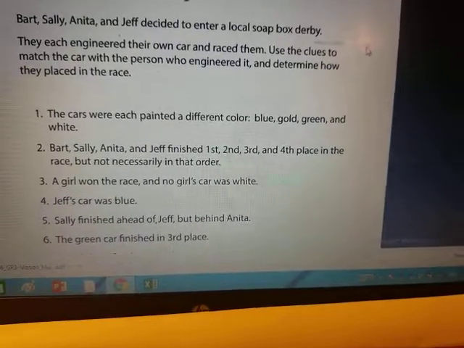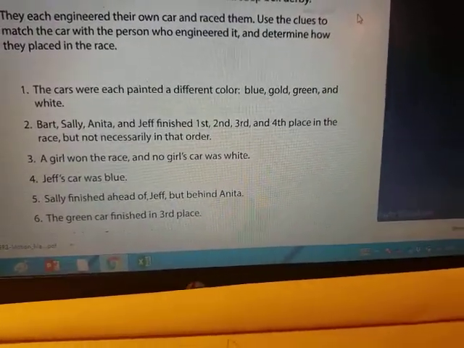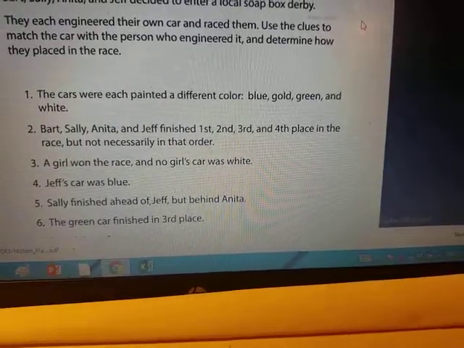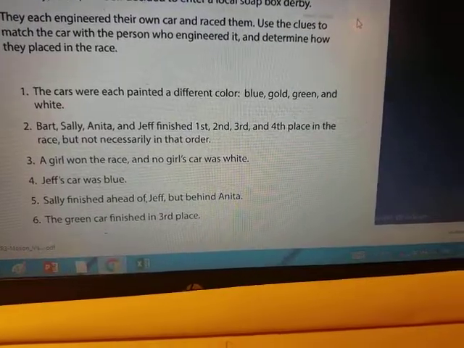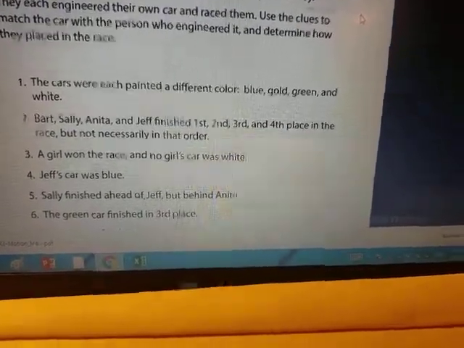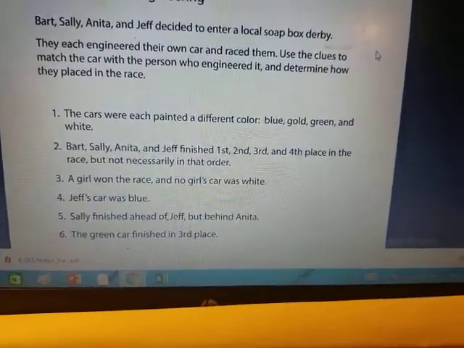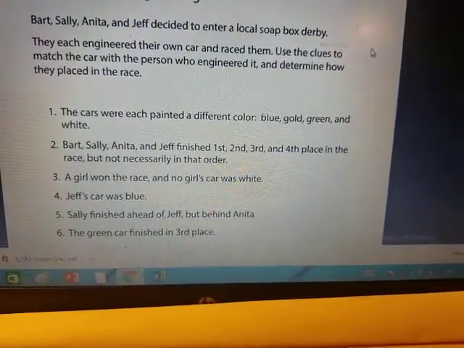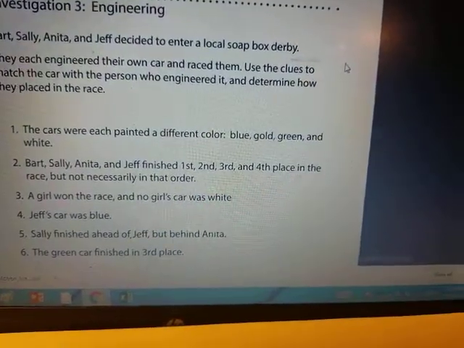But we don't know that until we read further on. Number 2, Bart, Sally, Anita, and Jeff finished first, second, third, and fourth place in the race, but not in that order. All right, so that clue is kind of useless. We really don't need to care about number 2 because we already know that they placed first, second, third, and fourth, and we have to figure it out. So number 2 is kind of thrown in there to just confuse you.